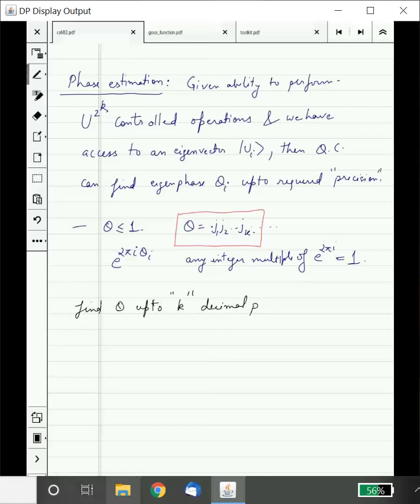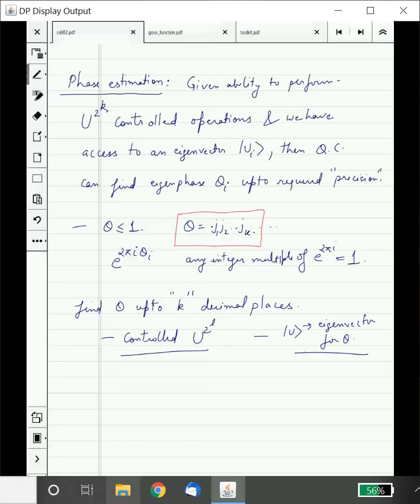In this case, again, what are we given? Controlled U to the 2 to the L. We can apply those operators, and we can also use the state u, which is the eigenvector for theta. Given these two things, we can figure out theta up to whatever precision. Let's say the first k digits of theta. Let's say we are interested in that.